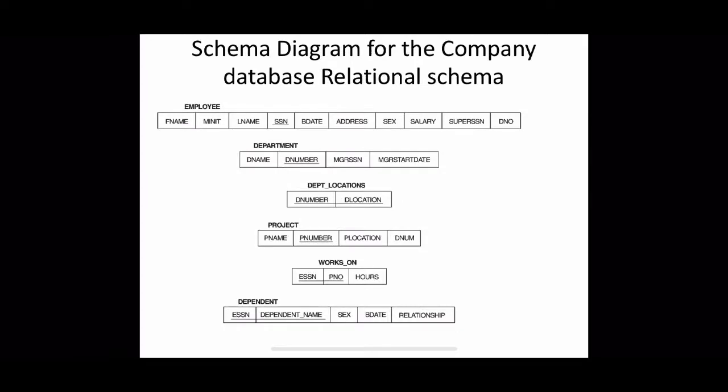As an example, we have the employee relational schema here. This can be denoted using attributes like name, SSN, etc. Department is another relational schema. Department location, project, works on and dependent. In each one, the key is identified, and the primary key is represented using an underline. Department number is the primary key for the department relational schema. Like that, everything is marked. So all these relational schemas together form the relational database schema for the company database.